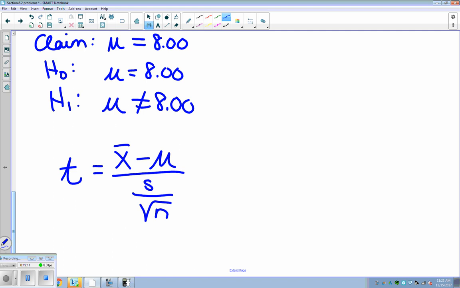Population mean divided by the sample standard deviation divided by the square root of n. We did exactly what we just recently did. Everything just builds, doesn't it? Because we've talked about usual and unusual. We've talked about critical values.